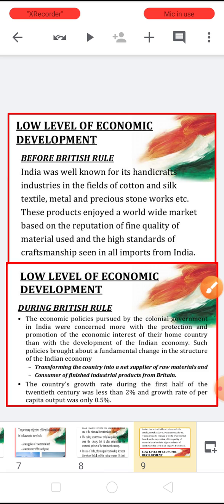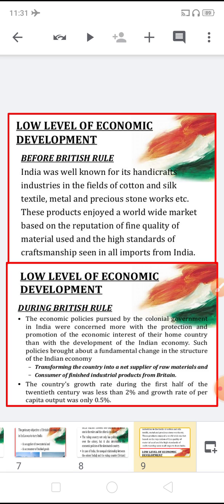Next is the low level of economic development before the British rule. Now, what is the reason behind the low level of economic development? So, children, to understand it, we have to understand the condition of economic development before the British rule and after the British rule.